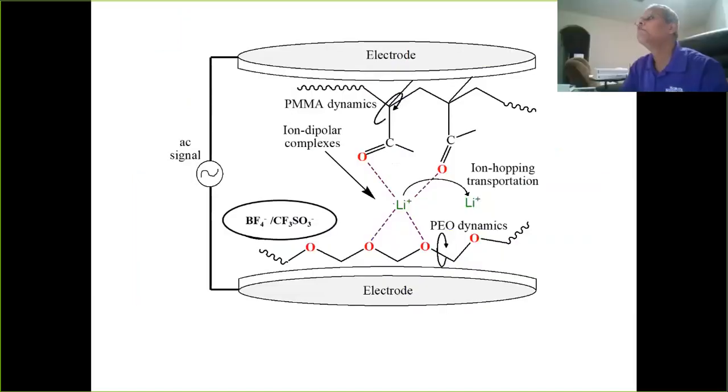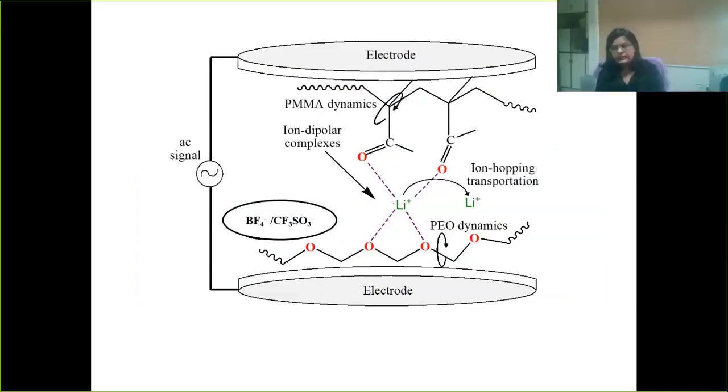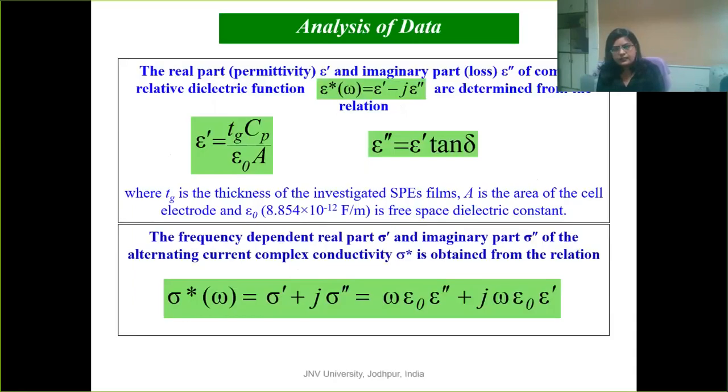In this slide, I have shown how I placed my materials between the electrodes and applied the AC signals, and by doing this, I am collecting the data. After the collection of data, I have evaluated some dielectric parameters like permittivity, electric loss, and electrical conductivity.